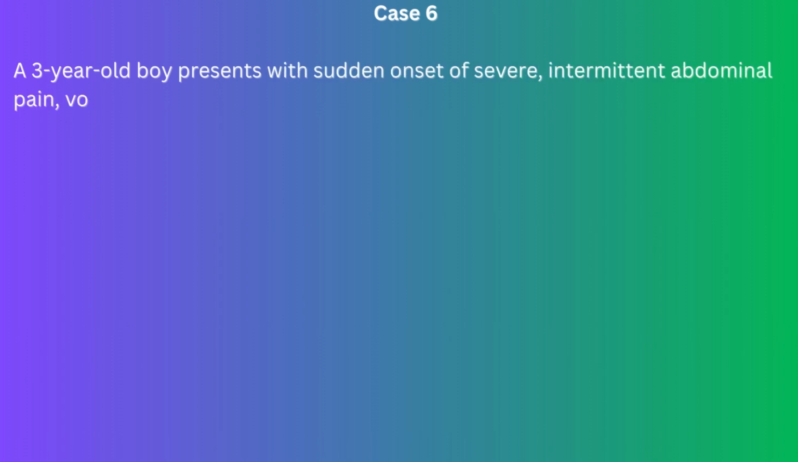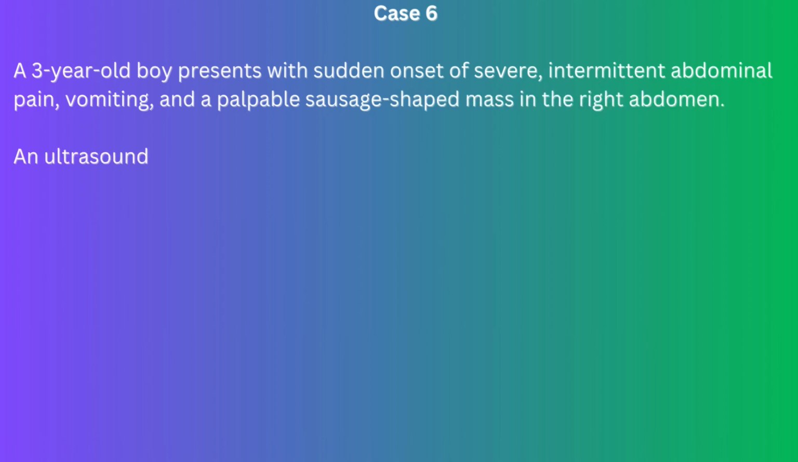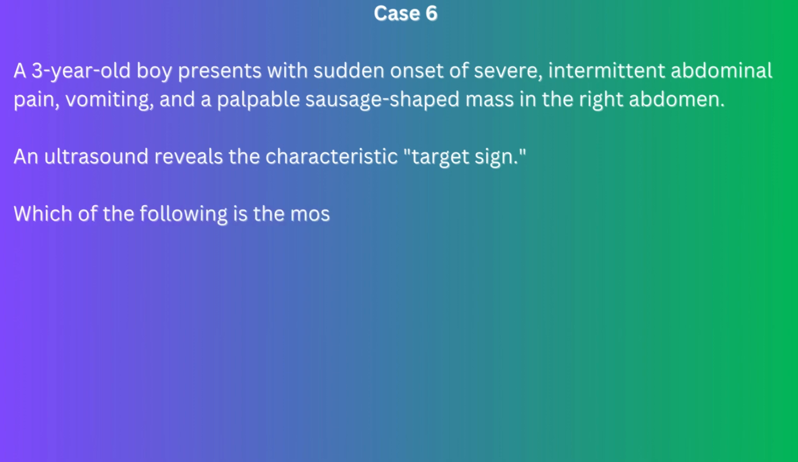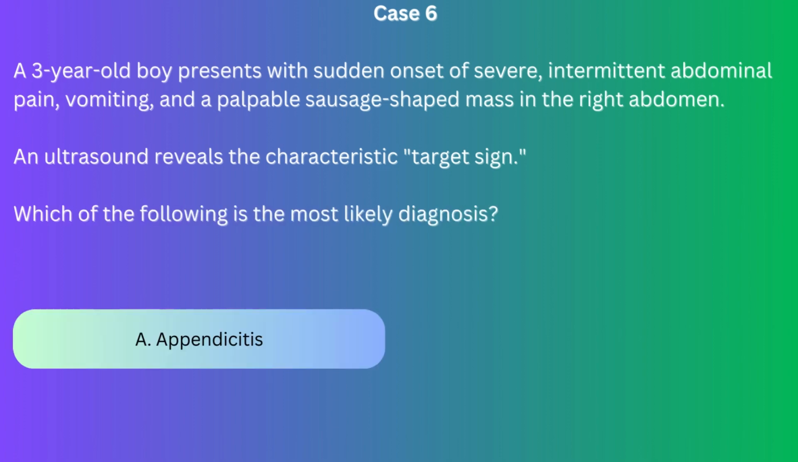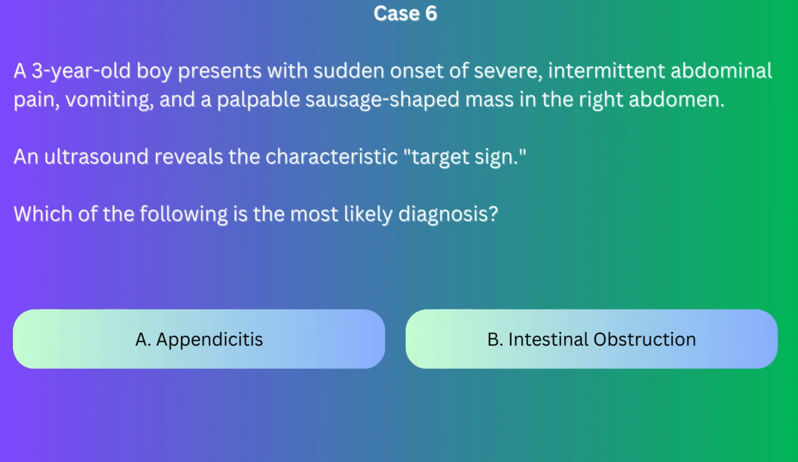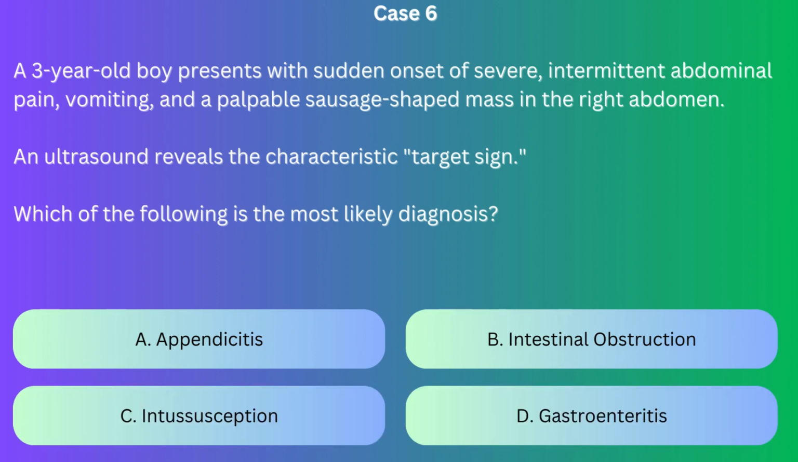Case number 6. A 3-year-old boy presents with sudden onset of severe intermittent abdominal pain, vomiting, and a palpable sausage-shaped mass in the right abdomen. An ultrasound reveals a characteristic target sign. Which of the following is the most likely diagnosis? A. Appendicitis. B. Intestinal obstruction. C. Intussusception. D. Gastroenteritis. The correct answer is C.